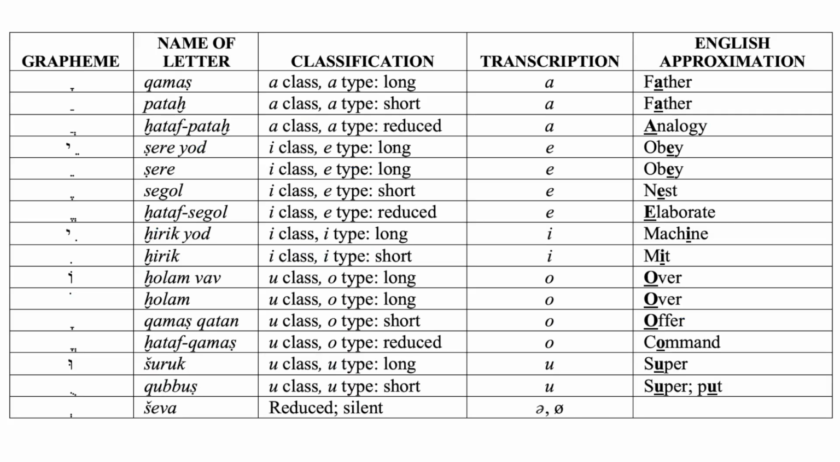Okay, so the first one is kamatz, and as with almost all of the vowel signs, it's going to be written below the consonant with which it's connected. So kamatz is an A-class, A-type, long vowel. A-class, A-type, and it is long in length in the Tiberian system. We're just going to transcribe it with an A.